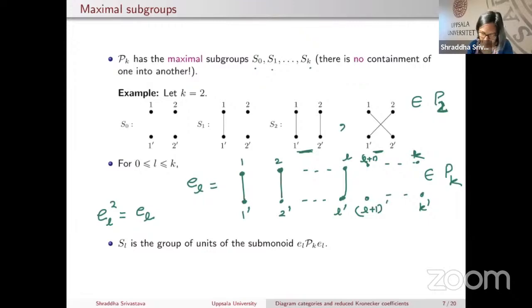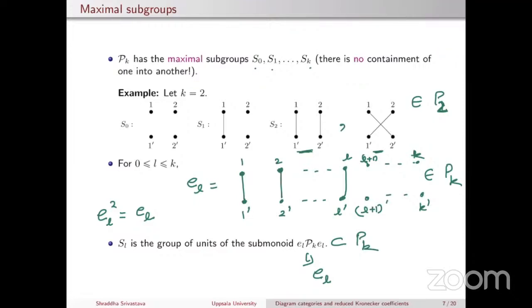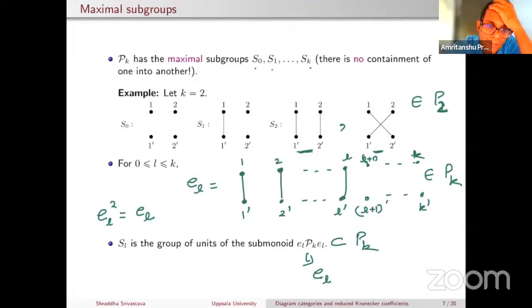The explicit definition is basically if you take an idempotent and consider the submonad that lies inside, you multiply EL on the left and right. This is a submonad where the identity element is EL now, and we are looking at the full group of units inside that monad. That's the maximal subgroup indexed with L. Yeah. Okay. Just one, but oh, sorry. Go ahead.